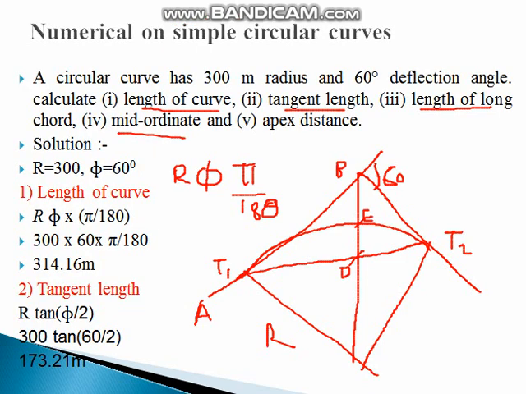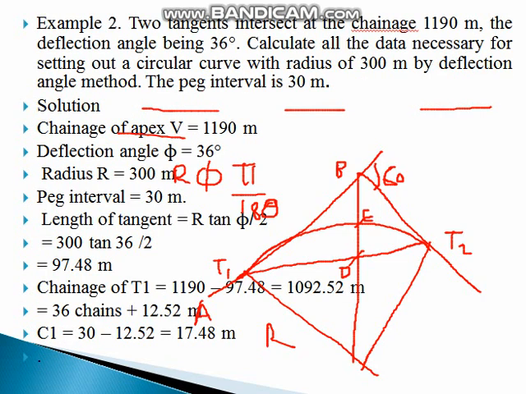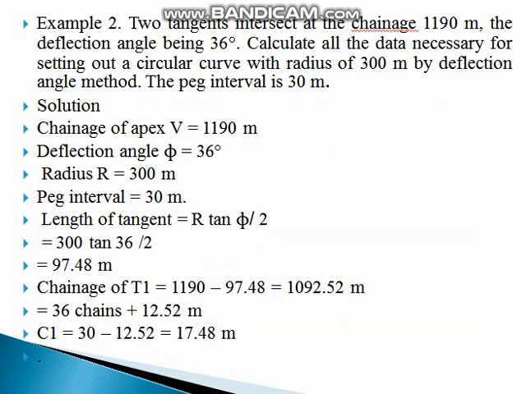So in this problem we calculated the length of the curve T1 E T2, R phi pi by 180, tangent length BT1, length of the long chord T1 D T2, mid ordinate DE, and apex distance. So this is a simple problem on a simple circular curve. Then we see the next problem. Let us see the second problem. Two tangents intersect at a chainage of 1190 meters, the deflection angle being 36 degrees.